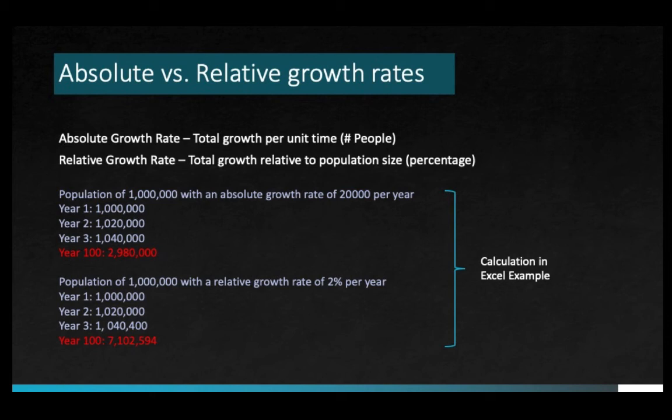A relative growth rate means that we add 2% of the total population each year. And in year 1, that's 20,000 people. But in year 2, that's 20,400 people. And by year 100, we reach over 7 million people. This is an example of what's called exponential growth.